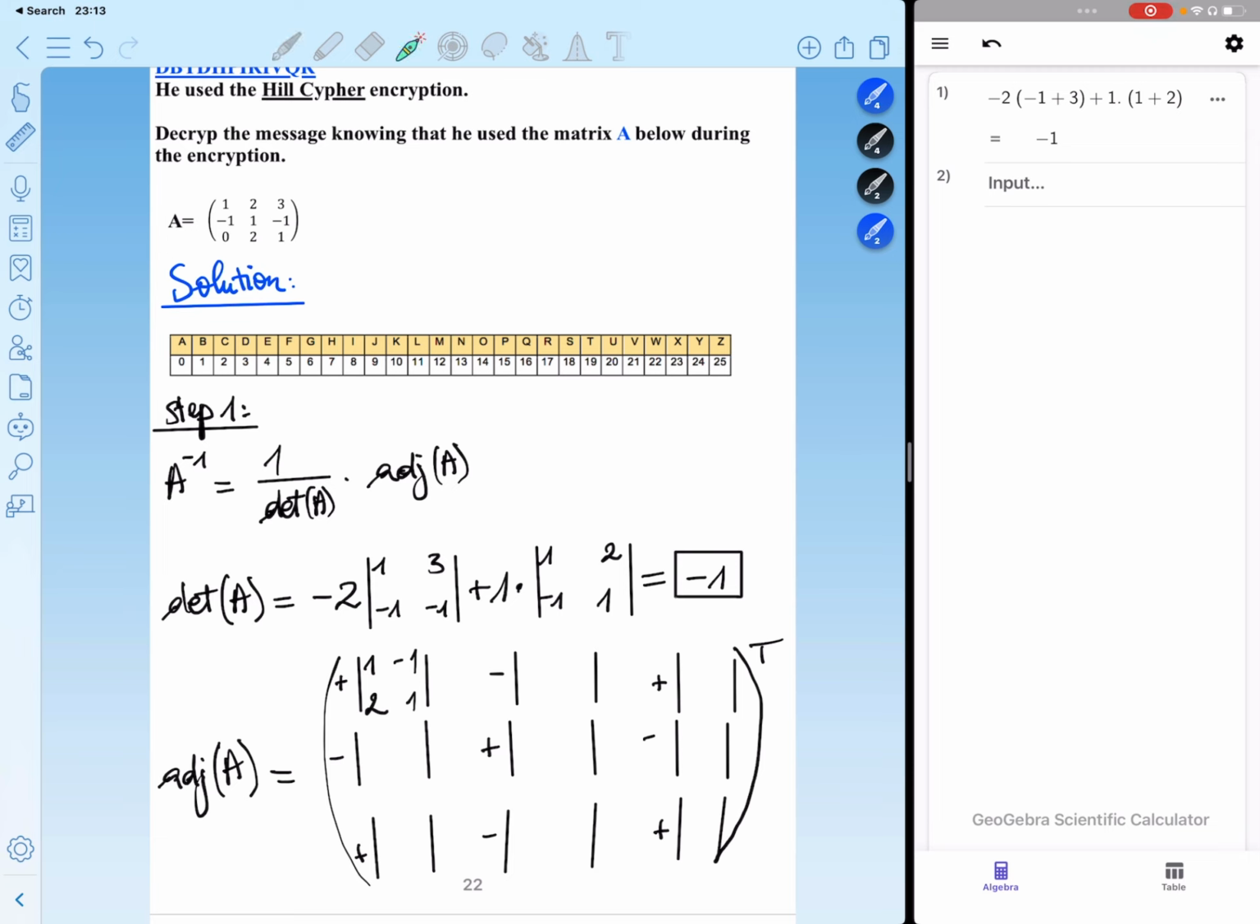Then for the second one, for the second entry, I'm going to hide this and this. I'm going to put minus 1 0 1. For the third one, I'm going to hide this and this. I'm going to put minus 1 1 0 2.